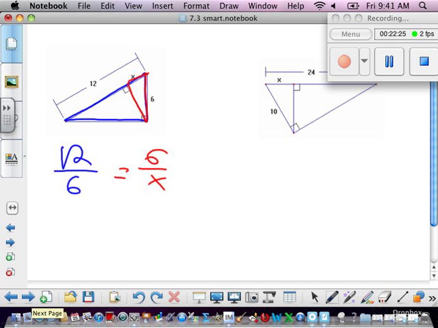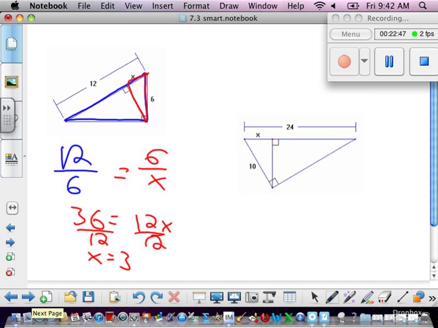Do you see what we have? We've got 36 equals 12x. We divide both sides by 12. We get x equals 3. Done. Yeah, so let's try it.